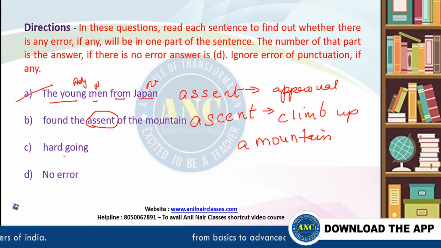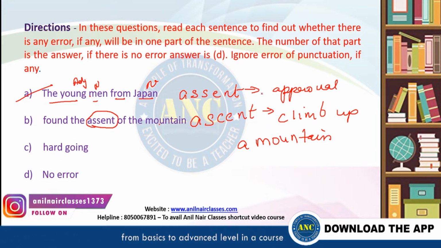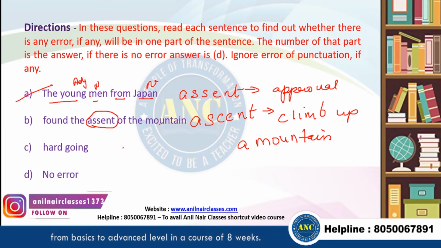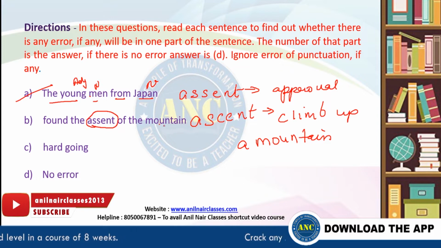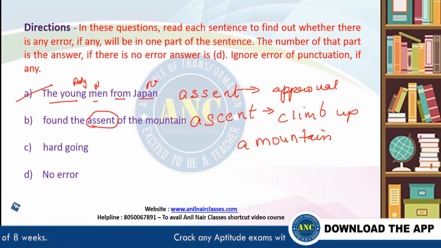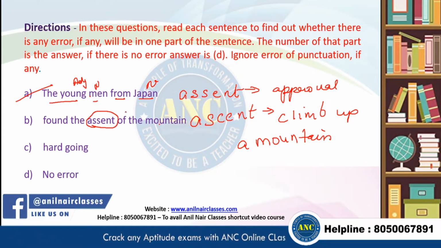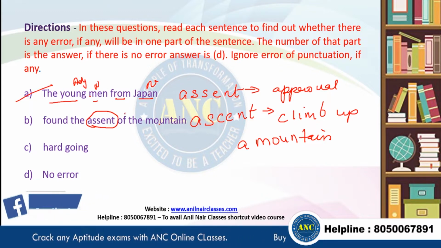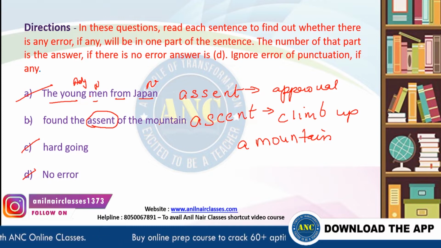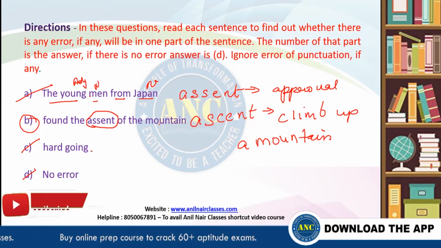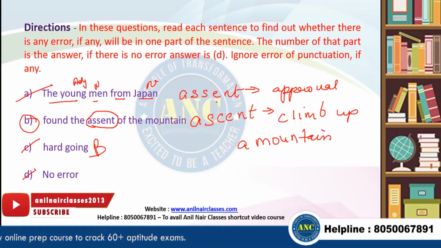So what they found hard going, was it the approval of the mountain that was hard going, or the climbing up the mountain that was hard going? Obviously we are climbing up the mountain. A mountain cannot give approval. So there is a word choice error over here. They have used a wrong spelling. So we can get rid of C and D, and our right answer is B. Circle B, write B like this. Clear?